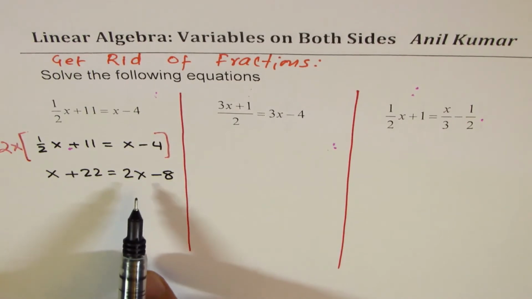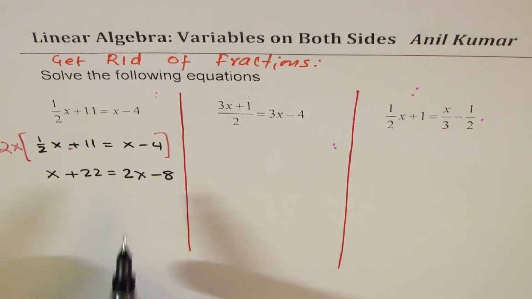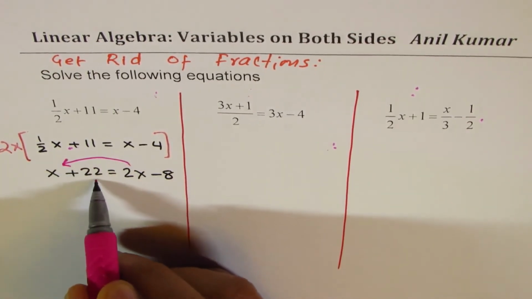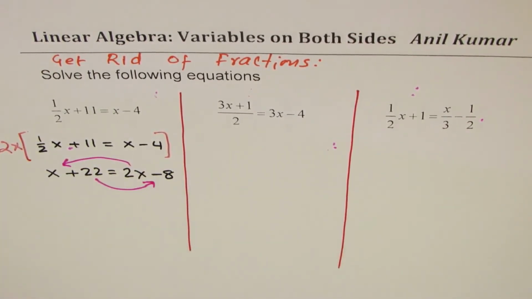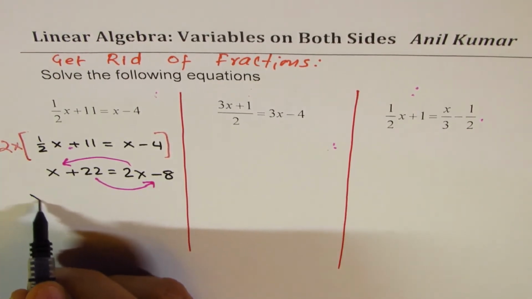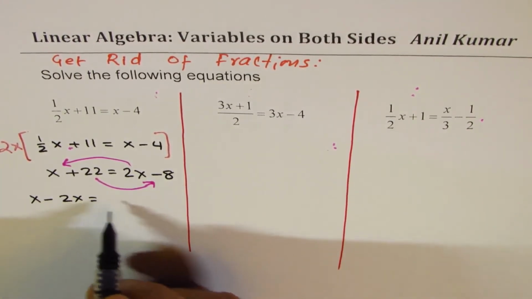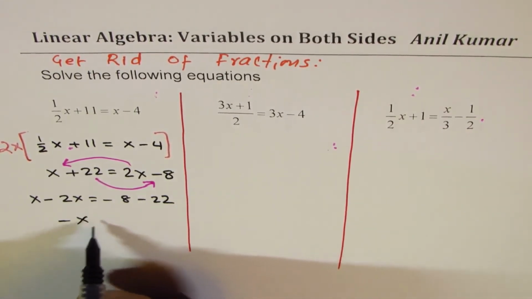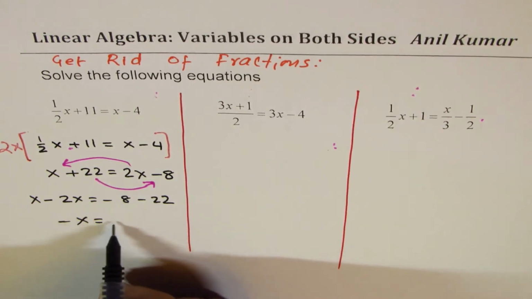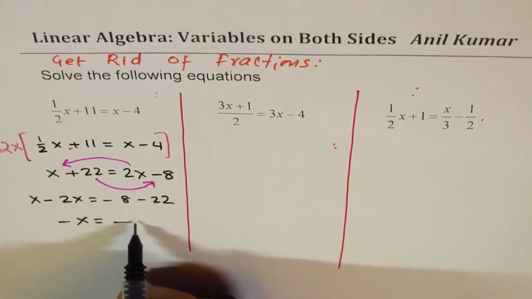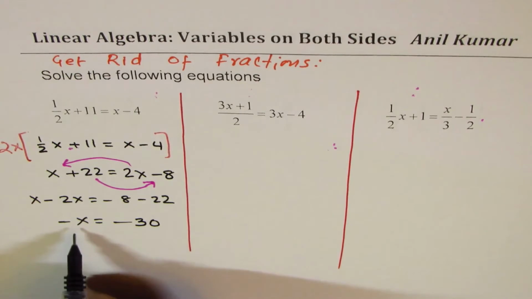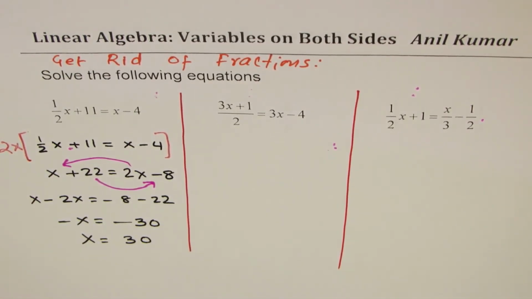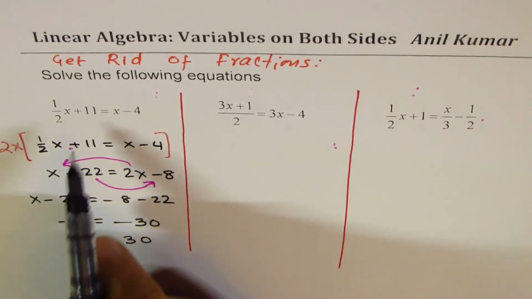Do you see that? Now we'll adopt the strategies we learned: we'll bring x's on one side and the numbers on the other side. So we get x minus 2x equals minus 8 minus 22. x minus 2x is minus x, and minus 8 minus 22 is more negative, which is minus 30. And therefore x equals plus 30. Is that clear? That is how you'll do such questions.